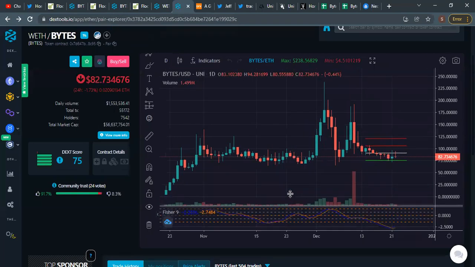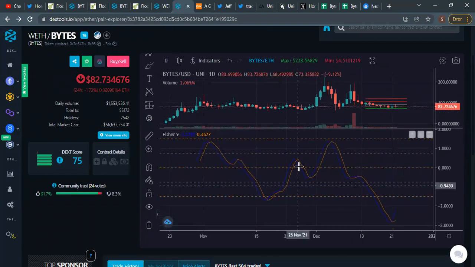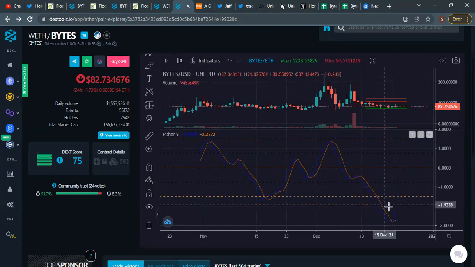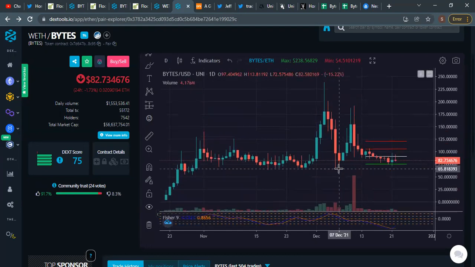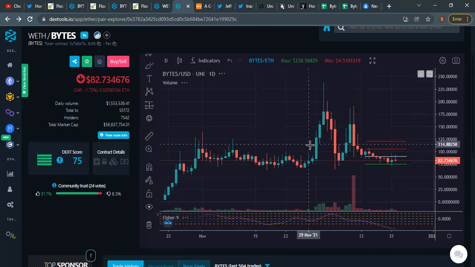it's a lot easier to use pivots versus something like this. I like to use the Fisher just for momentum, but you can't really use momentum to make intraday trades and decisions. So, on this Bytes here, it obviously looks like we're ready to start making some moves, which is good to see. So we'll definitely keep an eye on that.